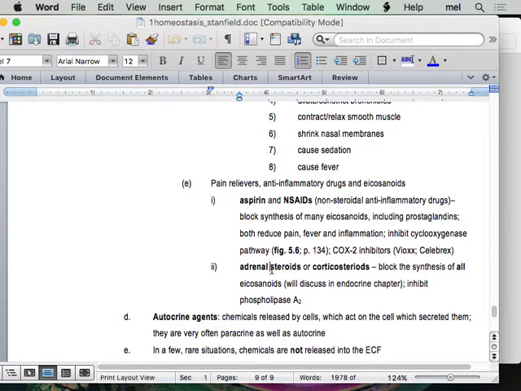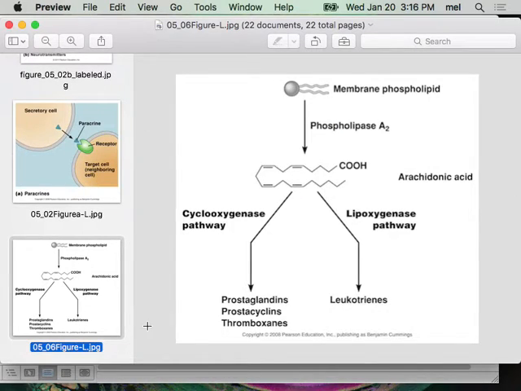Okay, so those are the ones that this whole inflammatory response that we're talking about all has to do primarily with paracrine agents, right? The whole inflammatory and immune system response.